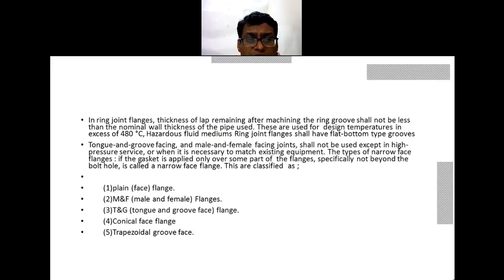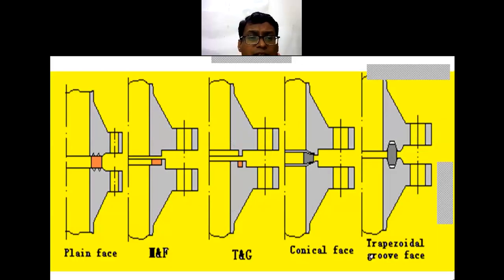So plain flanges, male and female flanges, tongue and groove flanges, conical face flanges, and trapezoidal groove face flanges. Now looking at this figure, the plain face flange, these two faces that will be available, they are the plain one. Now the second figure, that is the male and female flange. This is the female cavity which is available, and the male protruding flange portion that is going to fix properly in this male female flange.